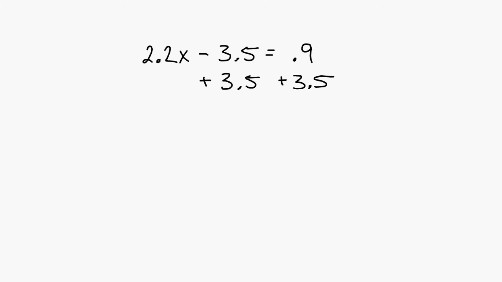2.2x minus 3.5 is equal to 0.9. You're going to add 3.5 to each side. So the 2.2x comes straight down. The 3.5s cancel out, and you're equal to 0.9 plus 3.5, which is 4.4.